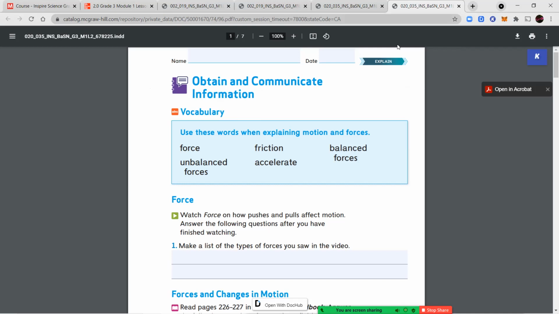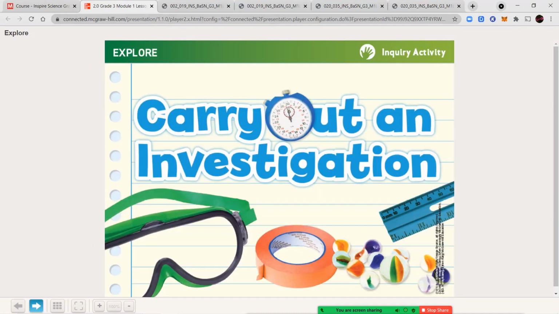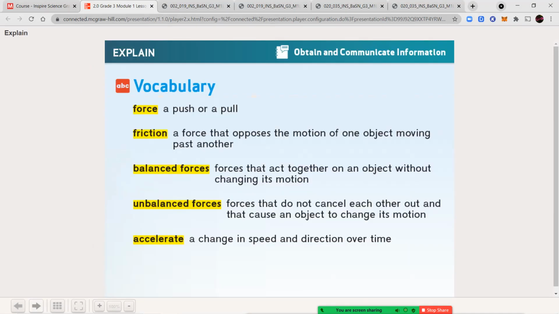Once you've completed that section, we're going to go into our vocabulary for this lesson. Now, our vocabulary words for this lesson include the word force, friction, balanced forces, unbalanced forces, and accelerate. Force is any push or a pull.